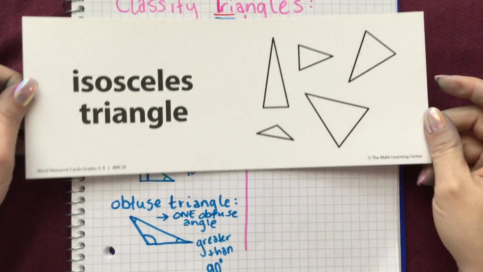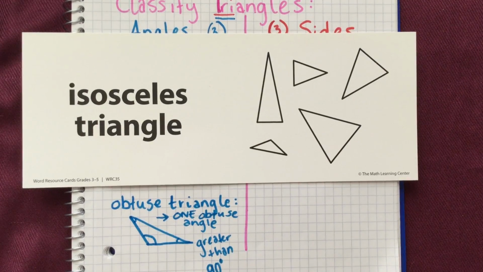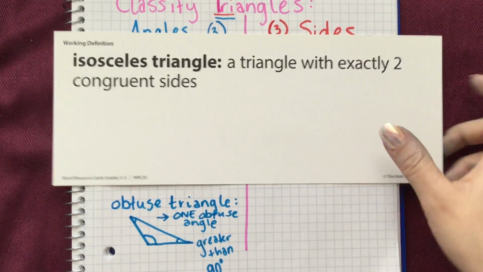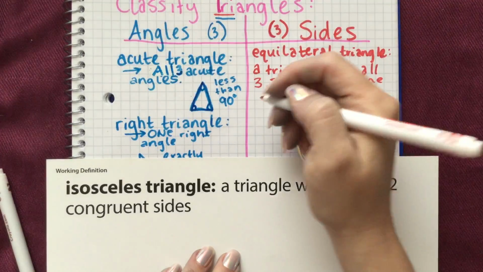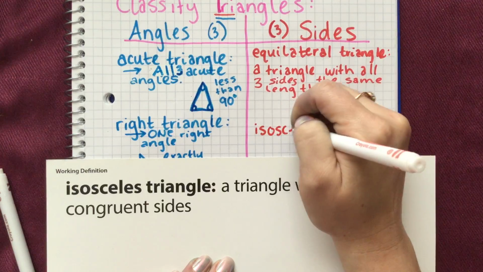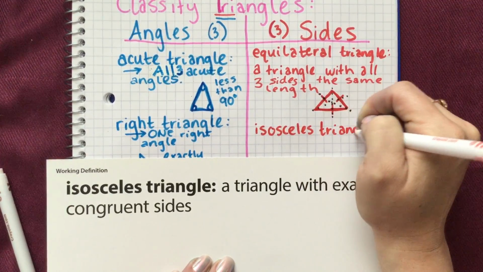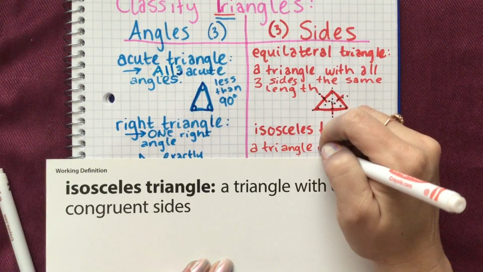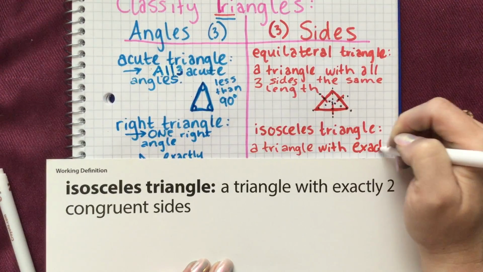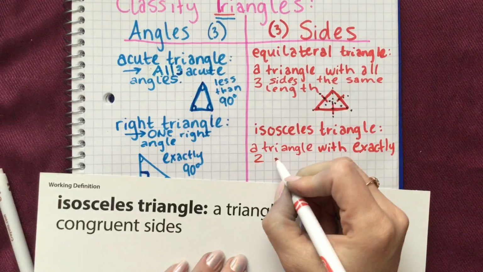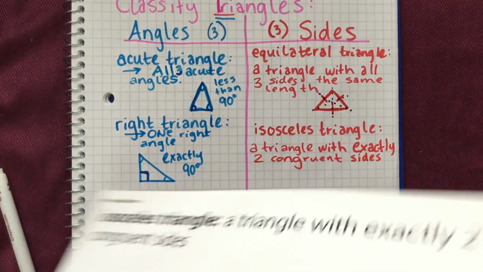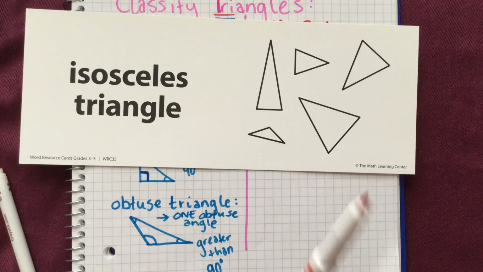An isosceles triangle is a little bit different because it only has 1 line of symmetry. And that is because an isosceles triangle is a triangle with exactly 2 congruent or equal sides. So I'm going to write that down here. Isosceles triangle is a triangle with exactly, no more, no less, 2 congruent or same length sides.